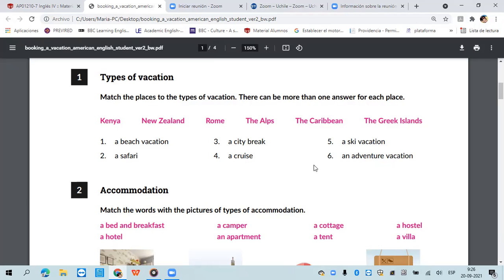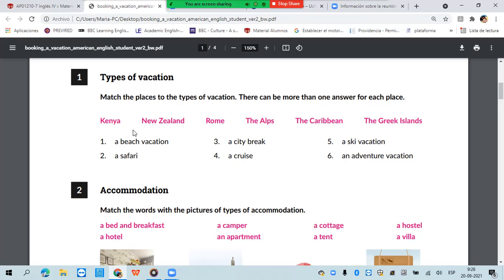Okay. Okay, ready? Let's see the first one. A beach vacation.